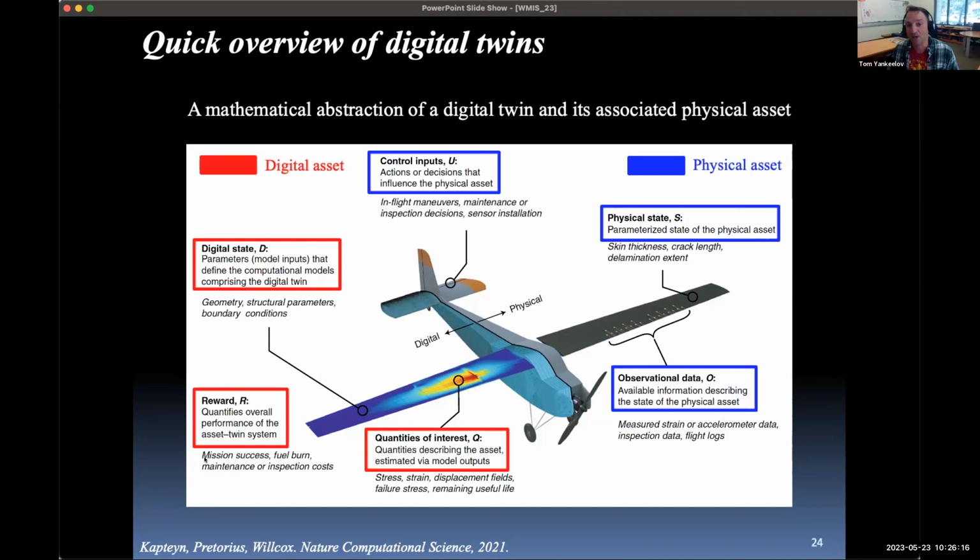There's the rewards. Was the mission success? What was the fuel burn? What's the maintenance or inspection costs? And then there's the quantities of interest: what's the remaining useful life, for the patient, and so forth. So these are the two components of the digital twin system. And of course, they speak to each other.